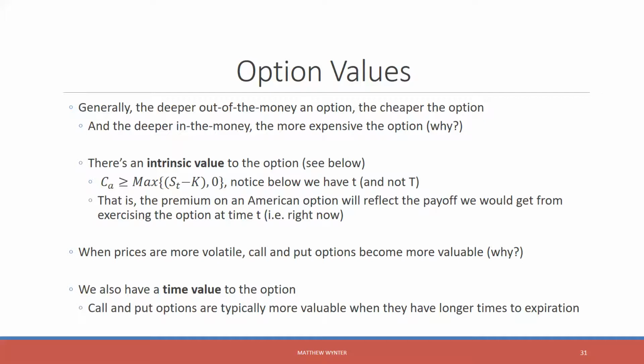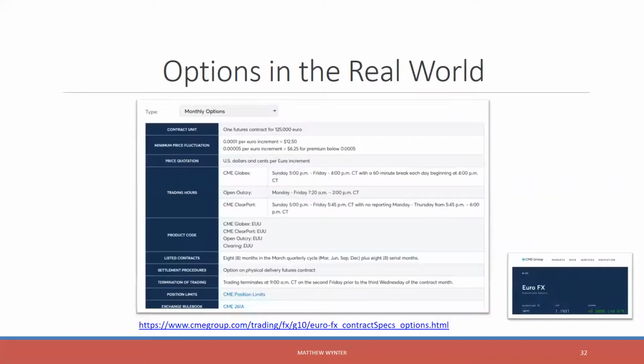And hopefully that makes intuitive sense. If I've got more time before the option expires, then I've got more opportunity for this thing to finish in the money. And the last point is volatility. The more volatile the underlying asset, the more profitable our option strategy will likely be. So when prices are more volatile, of course, the call and put options are going to be more valuable, because if prices are moving up and down, there's a higher chance that my call is going to finish in the money or my put's going to finish in the money, because the price is going to move back and forth.